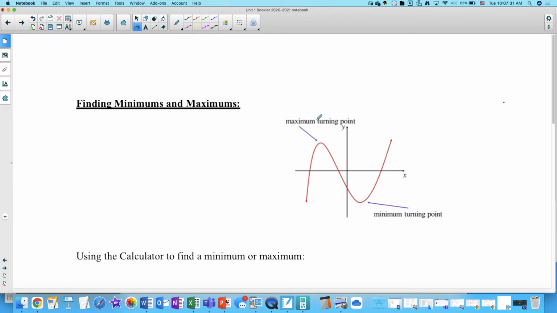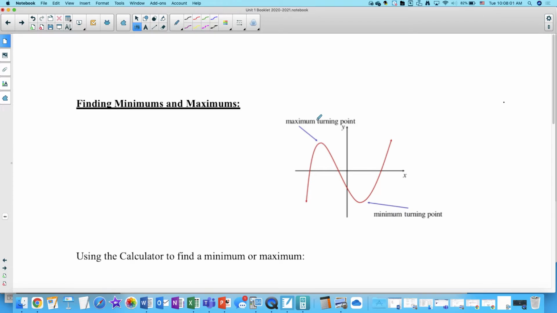This would be a maximum point because it comes to a top. This would be a minimum point because it's kind of the bottom of this piece of the function. Okay? There are two types of max-min points. One of them is an absolute maximum or minimum, and the other one is a local maximum or minimum. Both of these are actually local, okay? Because they are not the absolute minimum value of the function or the absolute maximum value of the function.